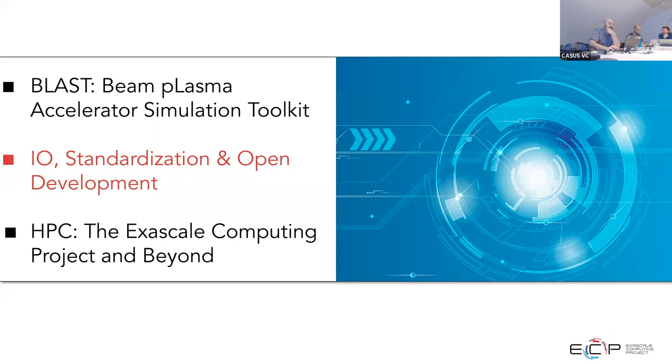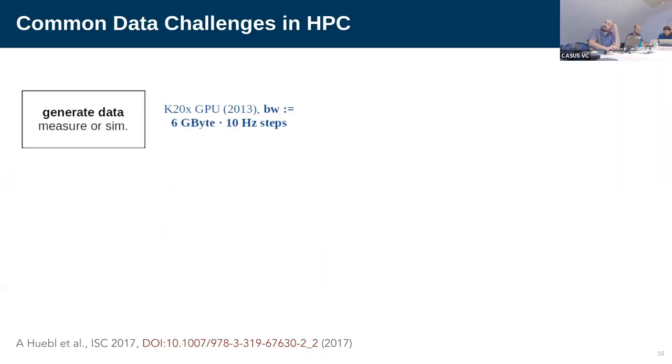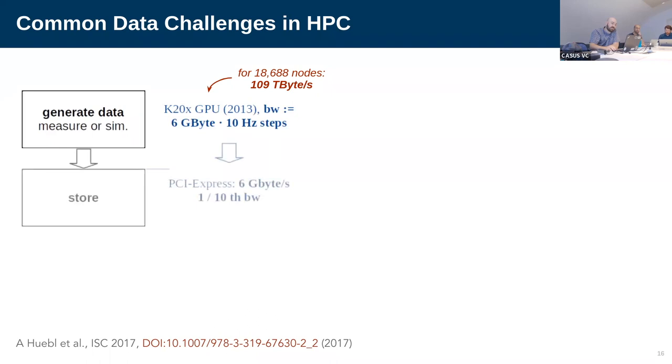All right, so that's the overview about the tooling that we have. Then let's go a little bit into I/O standardization and development. There's a very common data challenge, both in experiments and in high performance computing, that we are basically running out of being able to still store our data. So for generated data currently, I took an example here from the Summit cluster at the time, just for modeling, we're currently able to create easily something like 100 terabytes per second on these clusters. Now it's a factor of 10 worse by just creating updates and iterations on our simulations.